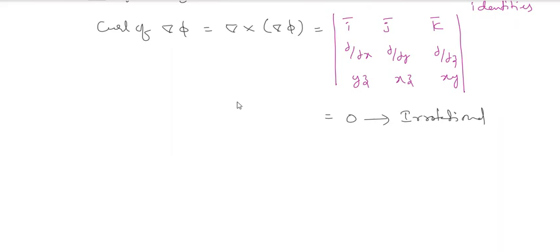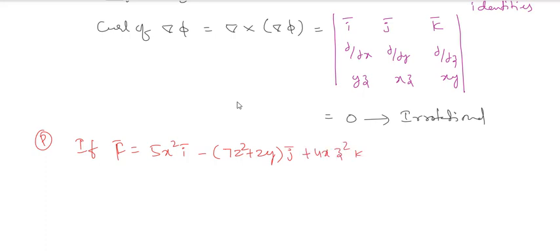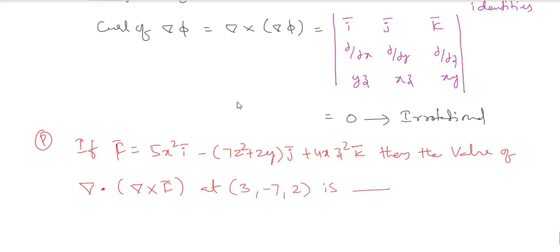Yeah, next problem. Next problem now. If f bar is equivalent to 5x square i bar minus of 7z square plus 2y into j bar plus 4xz square into k bar, then the value of del dot del cross f bar at 3 comma minus 7 comma 2 is dash. This is the question.